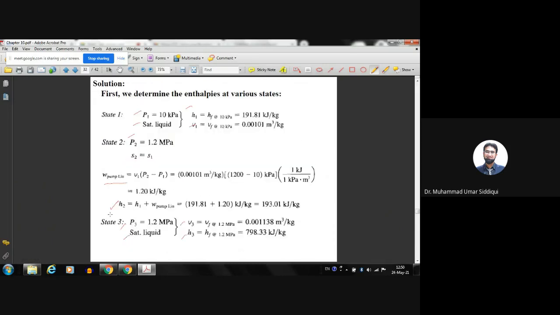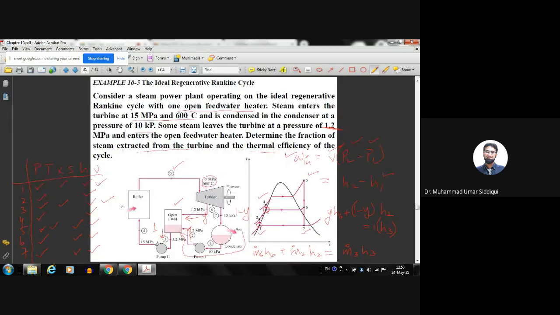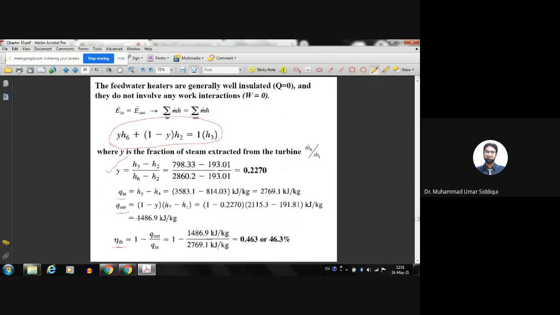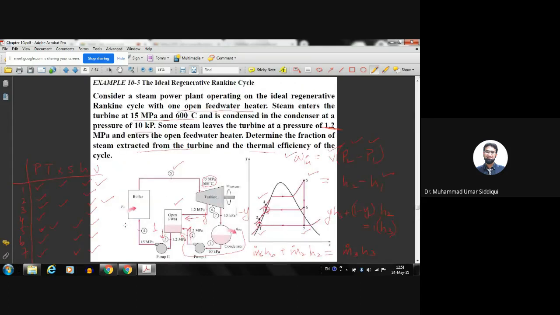You have to remember one thing: when you are determining Q in, since all of the fluid is going through it, Q in will be simply h5 minus h4. But Q out is coming out of the condenser, and not all of the fluid is going through the condenser. Only the 1 minus y fraction is going through it. So it will be h7 minus h1 multiplied by 1 minus y, because this is the fraction passing through the condenser. You multiply with this fraction to get Q out, and then you can find the efficiency. So this was the problem for the ideal regenerative Rankine cycle with open feed water heater.